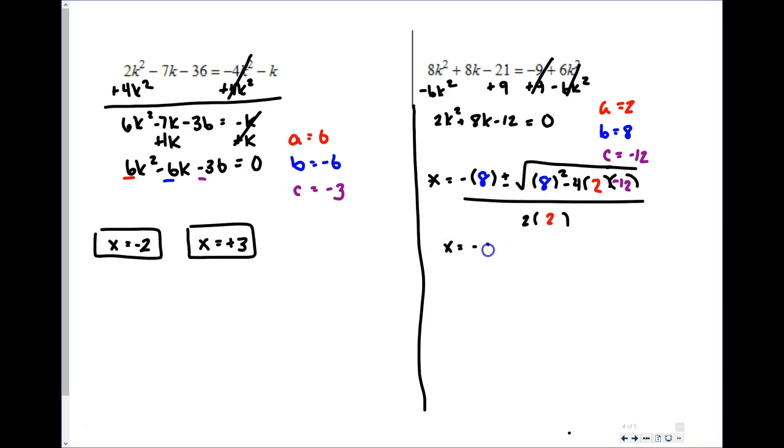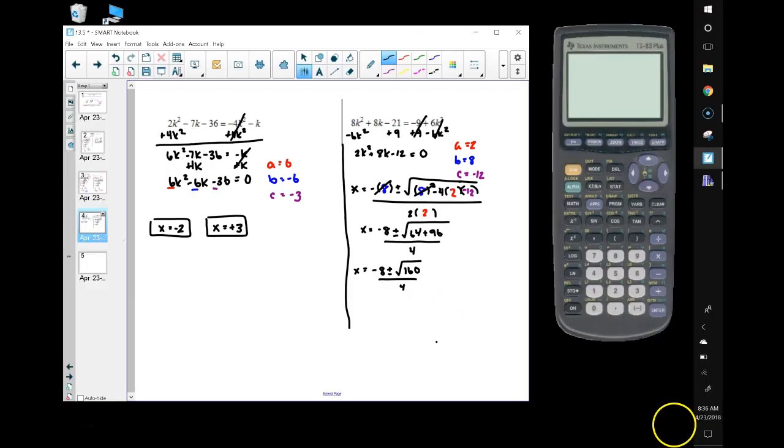Alright, I get x equals negative 8 plus or minus the square root of 64. Negative 4 times 2 times negative 12 is going to give me a positive 96, all over 4. When I reduce this, I'm going to get the square root of 160 over 4. Now here's the problem. I'm going to type the square root of 160 into my calculator, because I don't know if that's a perfect square off the top of my head. I mean, I do, but I doubt you guys have those memorized. When I put that in my calculator, I get this decimal.